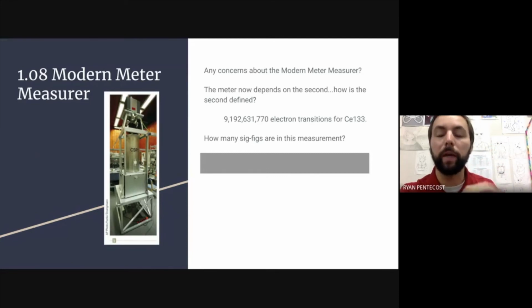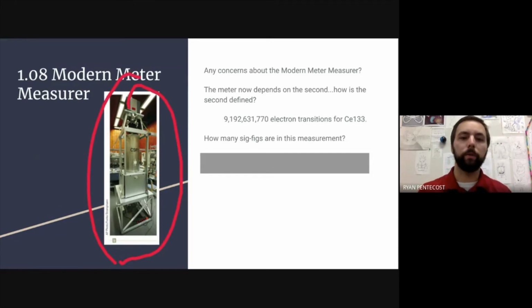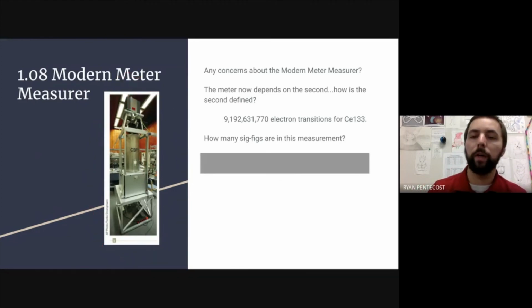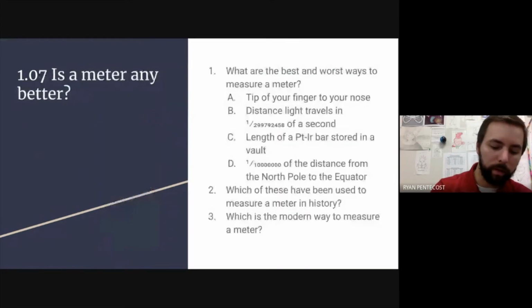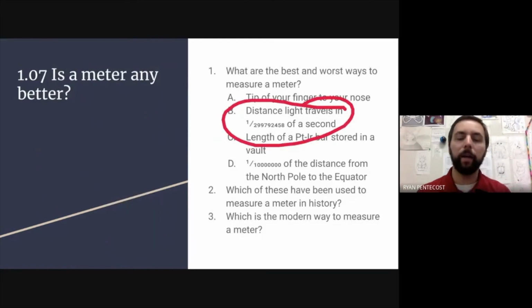And to make such a precise measurement, you need a very precise machine, which is why we have this fancy modern meter measurer here. That is a very, very precise measuring tool that can measure a very small fraction of a second, which was 1 over this number right here. It can measure that small of a fraction of a second, and it can watch light travel in that time.